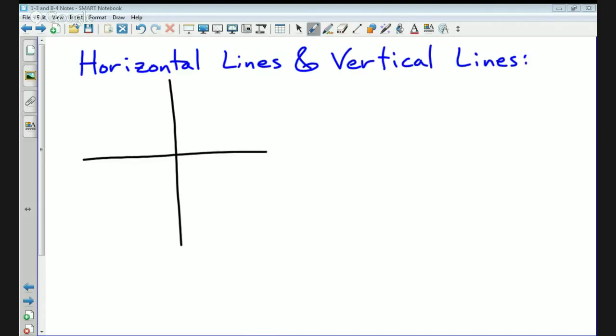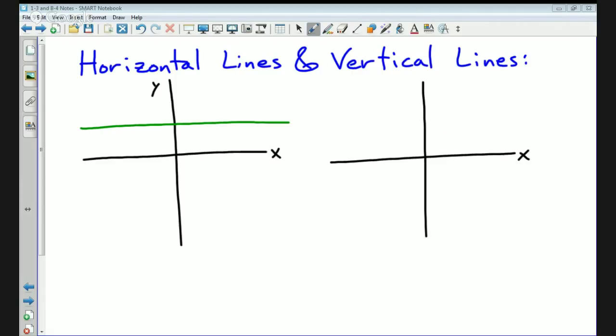For a horizontal line, think of the word horizon. When you look out to the horizon, it is going from left to right. So a horizontal line is going to be something flat, going from left to right. That's your horizontal line. And for the vertical line, you would just have something going straight up and down.